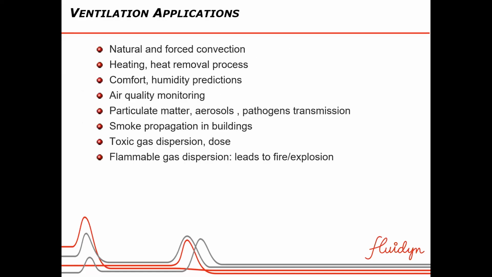So in Fluidyn, we have the provisions to solve natural and forced convection. We can also handle heating and heat removal processes. Whatever happens in the ventilation process, we can numerically solve. From a comfort point of view, we can model how temperature is based upon heat generation and how that temperature is transported, everything, along with humidity predictions. Also air quality monitoring: we can model the variation, for example, of gases being emitted from something, and later how they dilute.